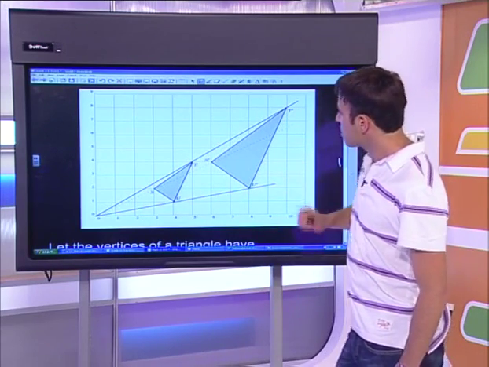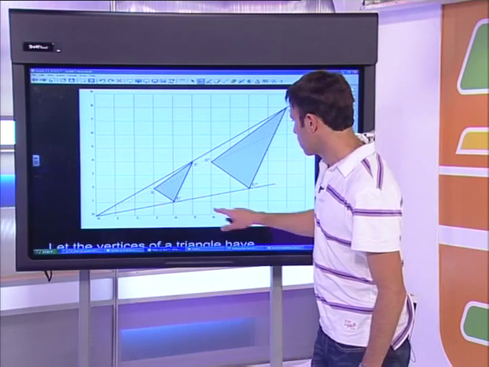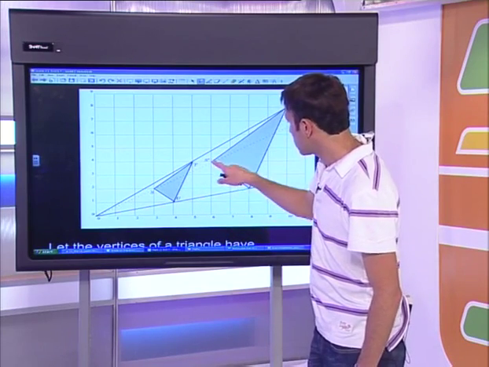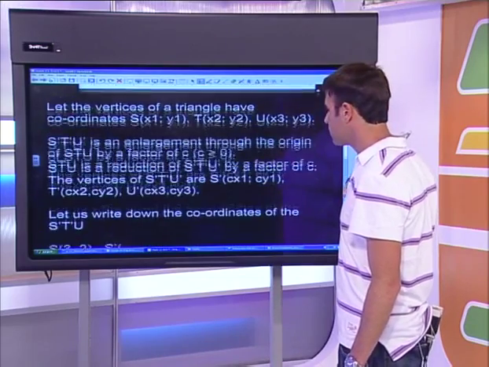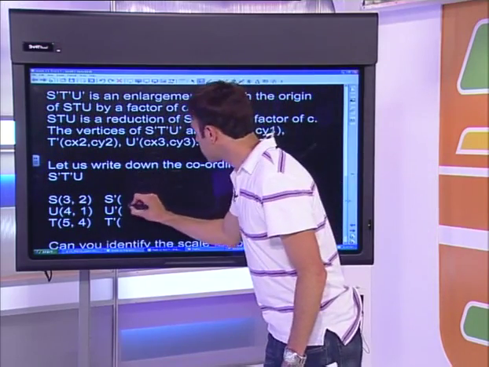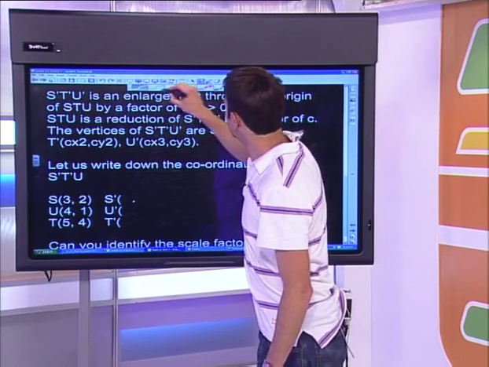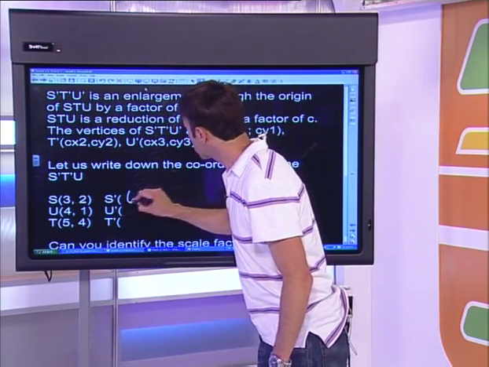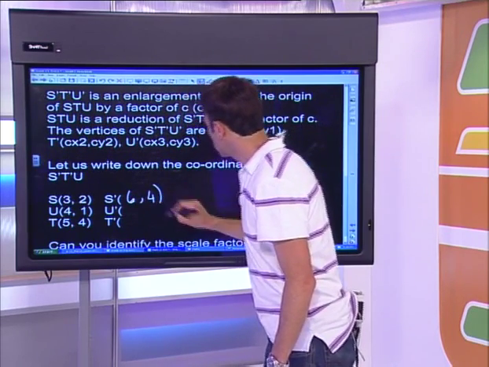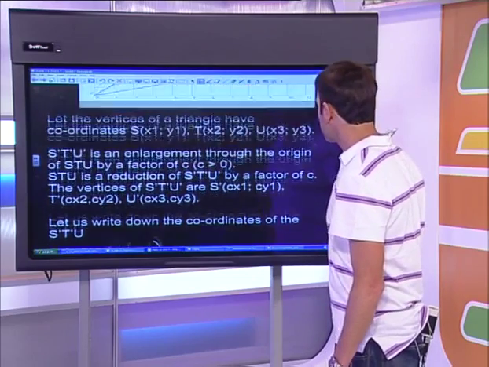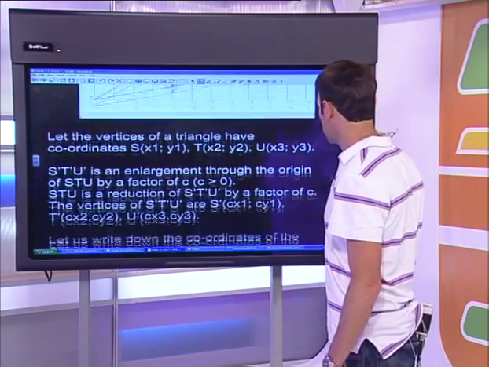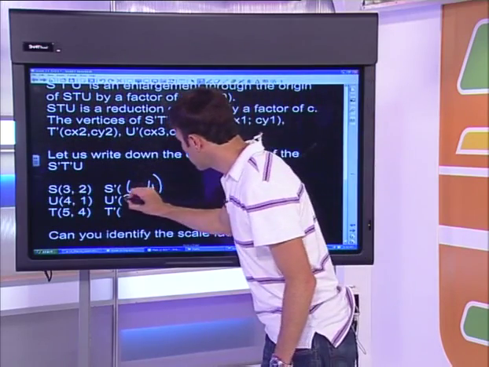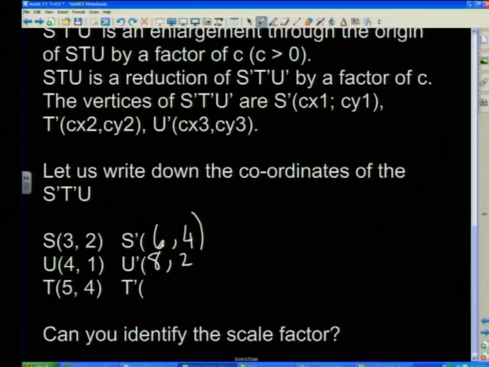and I think maybe what we must do is write that down. So let's write it down one by one. S has become (6, 4). Let's quickly write that down. If you want, I'll write them down for you. So S has become (6, 4). What has U become? U has become (8, 2).